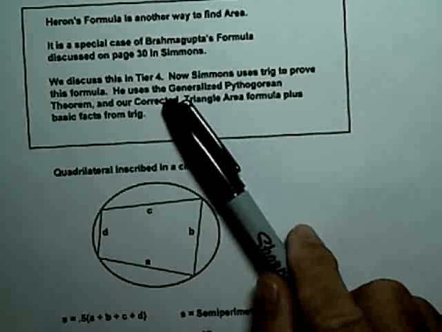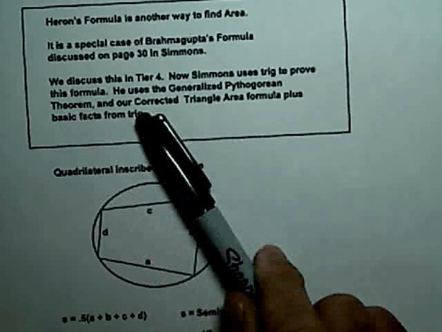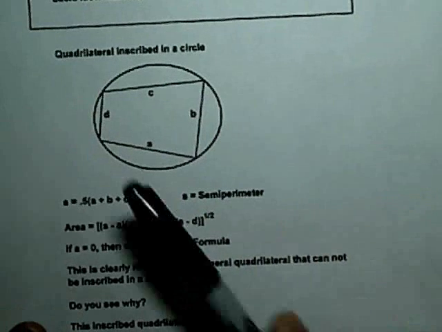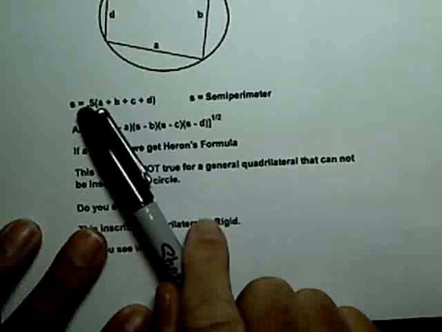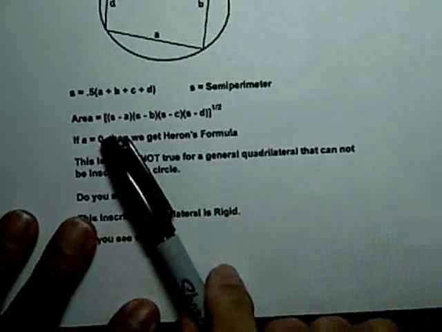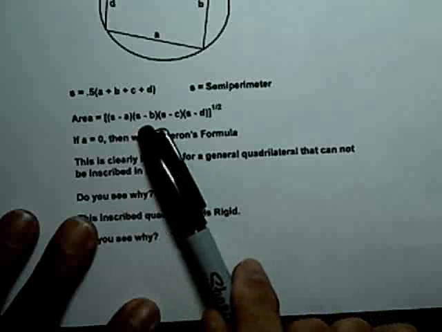Now, it turns out that in his proof of this, George Simmons uses the generalized Pythagorean theorem. He also uses a corrected triangle area formula, both of which I've taught in the foundation course. But here's what Brahmagupta's formula says. Suppose you take a four-sided polygon, a quadrilateral, that has sides measuring A, B, C, and D. And suppose you define the semiperimeter S as half of the perimeter, (A plus B plus C plus D) over 2. Then the area of this quadrilateral will be the square root of S minus A times S minus B times S minus C times S minus D.